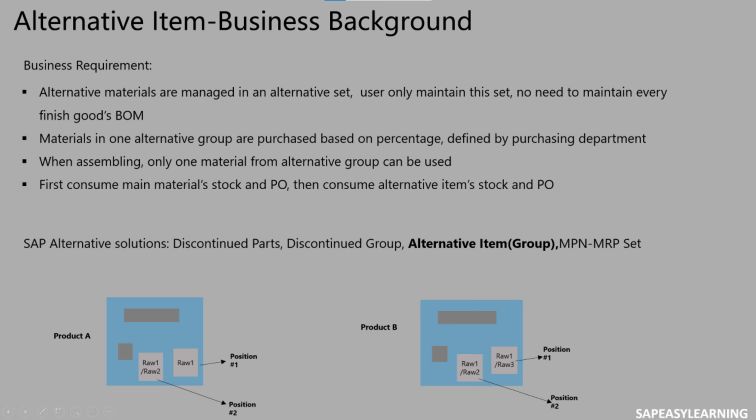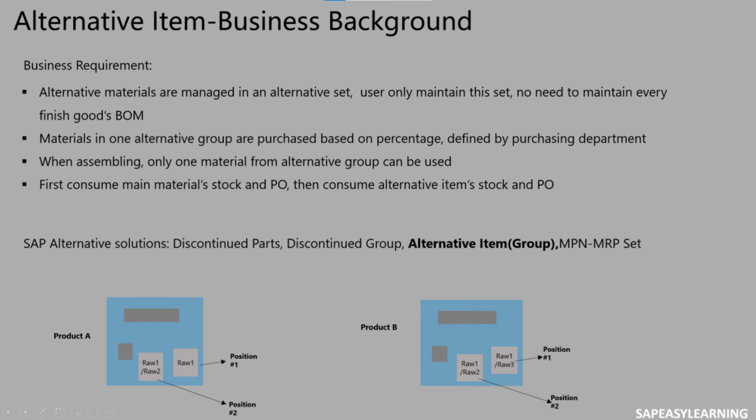Number two, materials in an alternative set have priority and percentage settings. When running MRP, PRs can be generated by percentage to balance their stock and vendors. These percentage settings are maintained by the purchasing department, and all PRs are generated by MRP automatically.